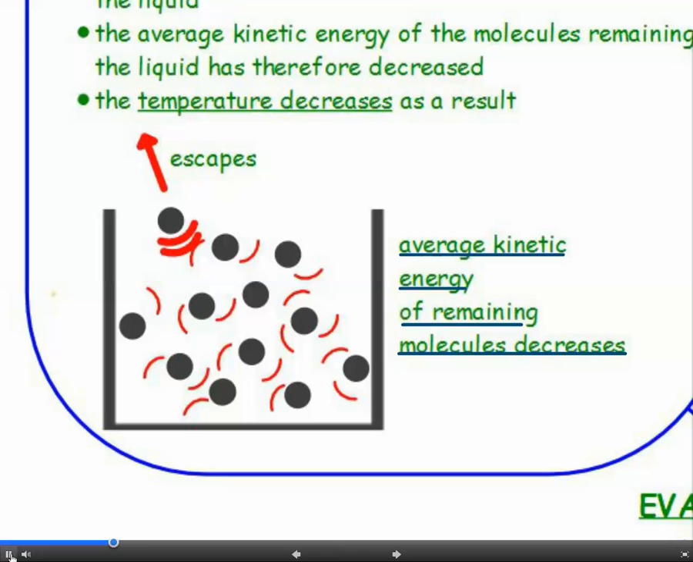So this diagram shows that the molecules with the greatest amount of kinetic energy escape from the liquid, so the average kinetic energy of the remaining molecules decreases. So this is why the temperature drops.